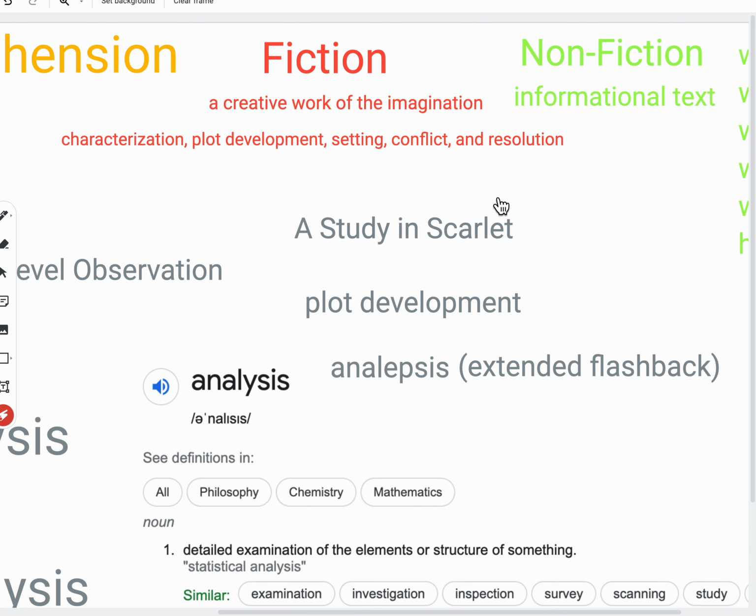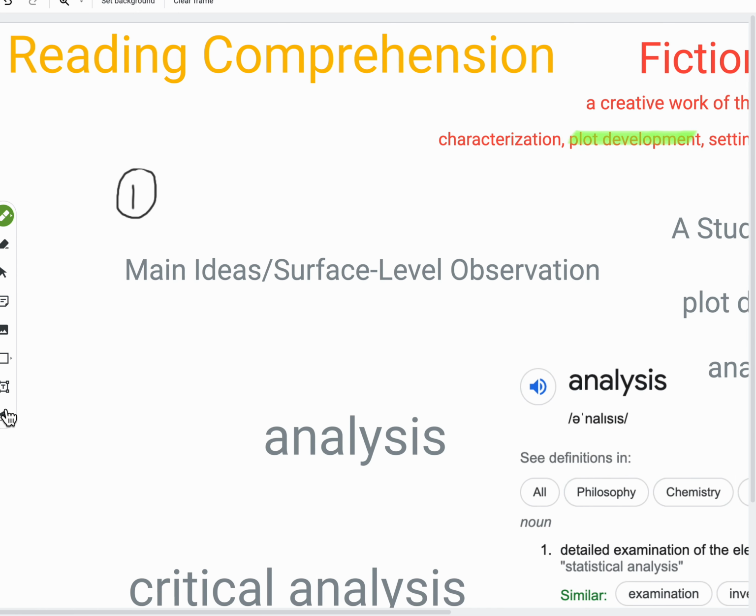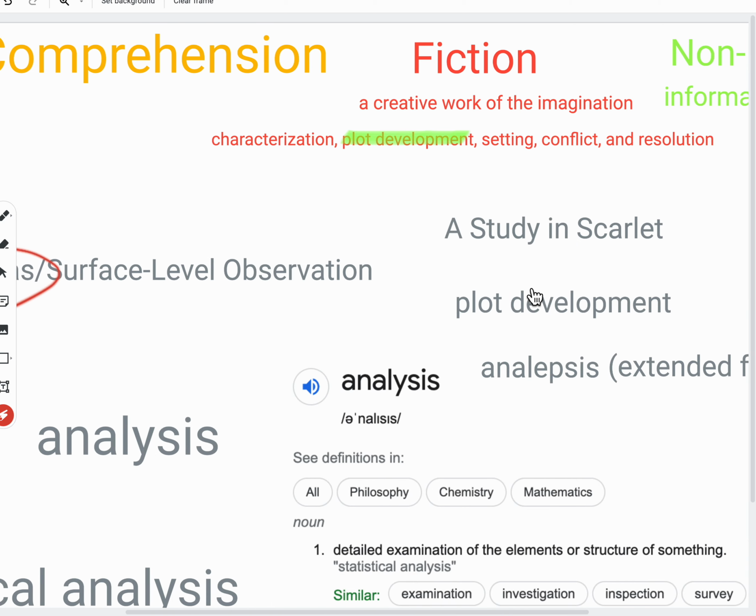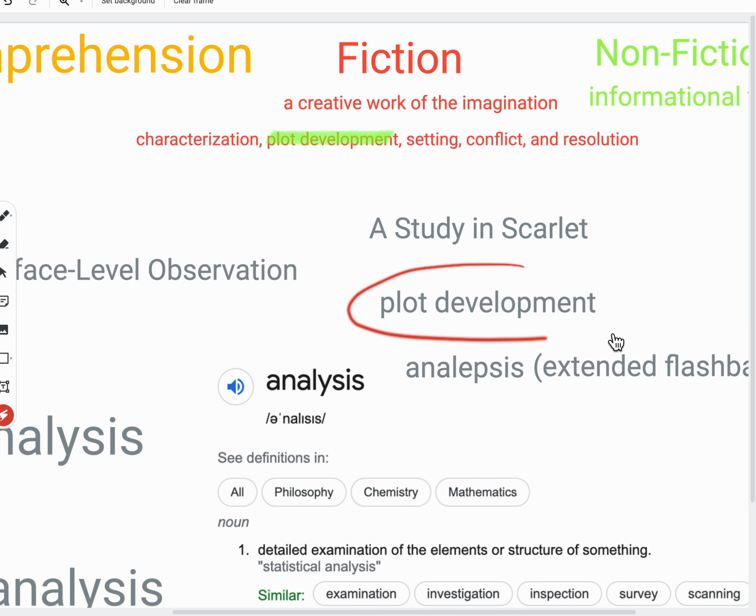Now, to put that into further context, let's take an example novel. This is the first Sherlock Holmes novel by Sir Arthur Conan Doyle, A Study in Scarlet. In order to understand just one element of fiction on a surface level observation, main idea level, level 1, we would just simply write the beginning, the middle, and the end of the novel.